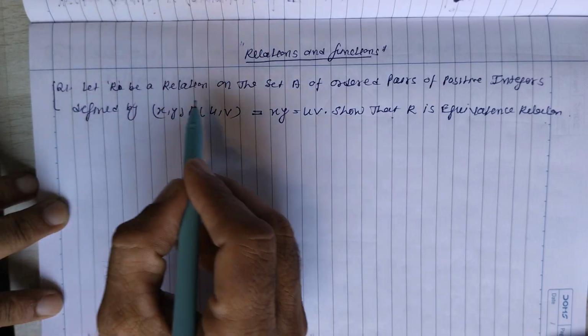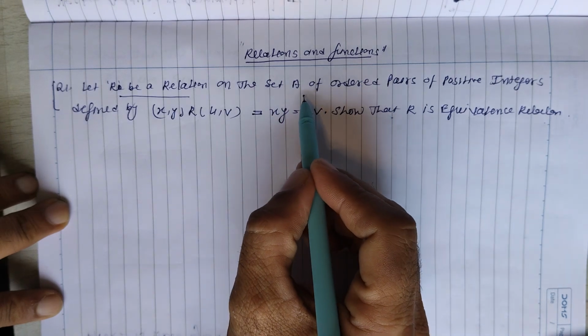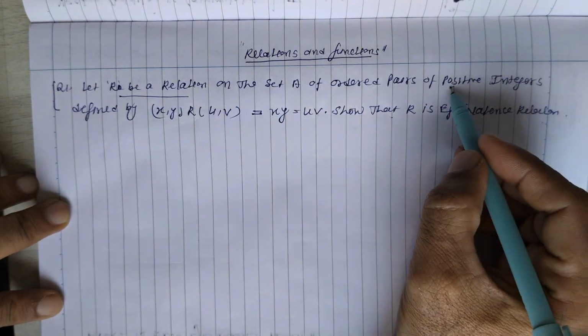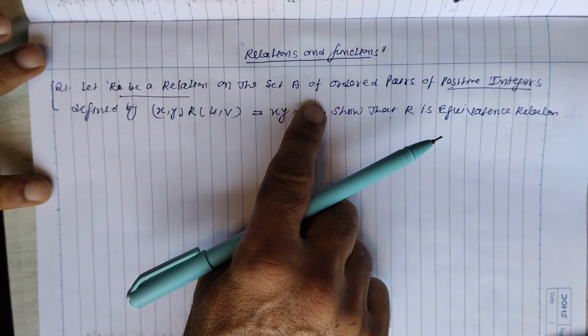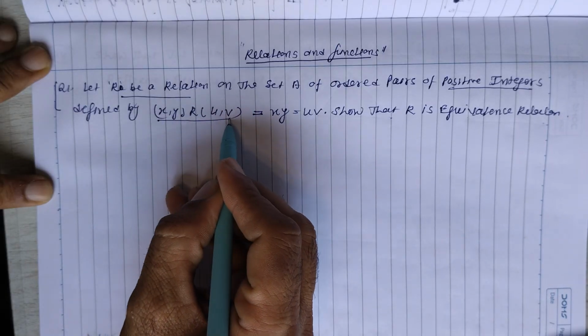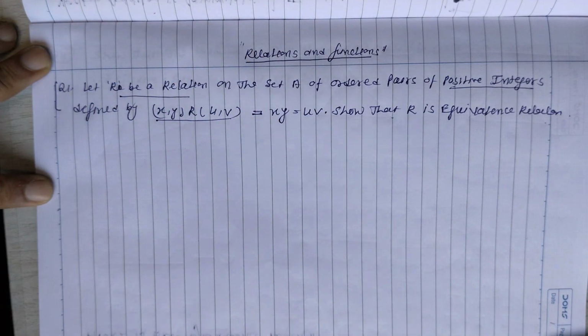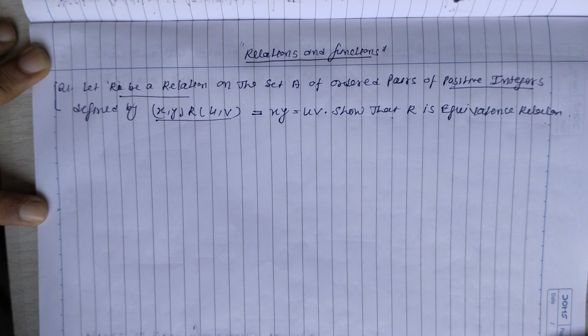कुछ प्रॉब्लम्स मैंने नोट किए हैं, सभी इंपॉर्टेंट और प्रीवियस ईयर के क्वेश्चंस हैं और ये वाला रिलेशनशिप काफ़ी इंपॉर्टेंट है। Let R be a relation on the set A of ordered pairs of positive integers defined by the relation (x, y) related (u, v) implies that xv = yu. Show that R is an equivalence relation. जैसे we know that a relation is equivalence if it is reflexive, symmetric and transitive. So we have to prove that the given relationship is equivalence.